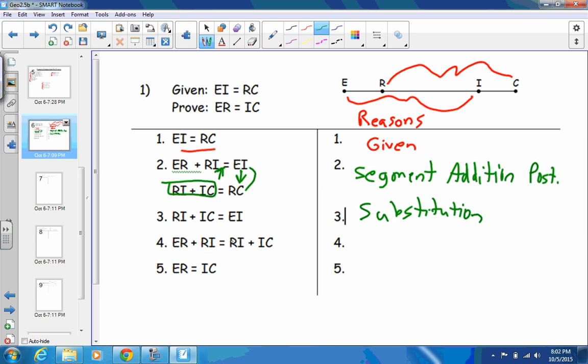All right. Now we're saying that ER plus RI equals RI plus IC. So this is now where, since we know that these two are equal, we're doing a little bit more substitution. Now we're substituting this part in for the RC or the EI, however we replace it. That would also be substitution. I don't even know if it's spelled correctly. I always spell that wrong. Substitution.